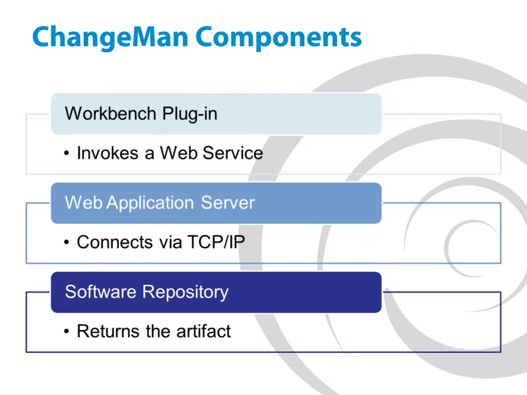The ChangeMan solution consists of 3 components. The Workbench plug-in is an Eclipse plug-in that can be installed into RDz. The plug-in invokes a web service on a web application server. The web application server can reside anywhere in the network, but must support the Apache Axis SOAP library. The web application server and the web services use TCP/IP to connect to the ChangeMan software repository on the mainframe.